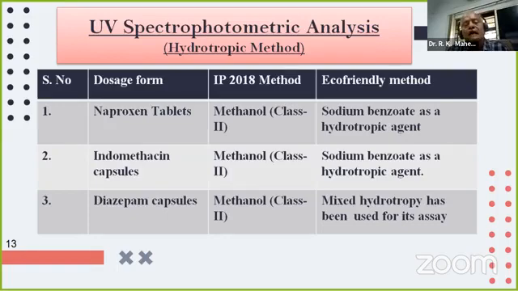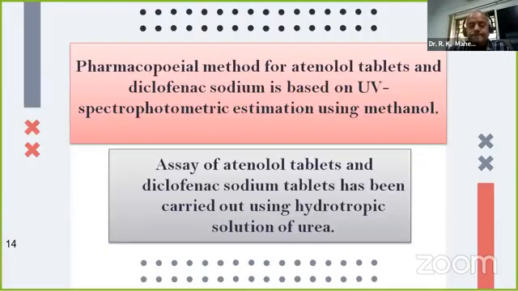Indomethacin capsule, IP method, methanol is used for UV analysis. It has been replaced by sodium benzoate. Of course, here estimation is done at 320 nm. Diazepam capsule, IP method, methanol is used. Mixed hydrotropy has been used for its assay. Diazepam is estimated at 354 nm.